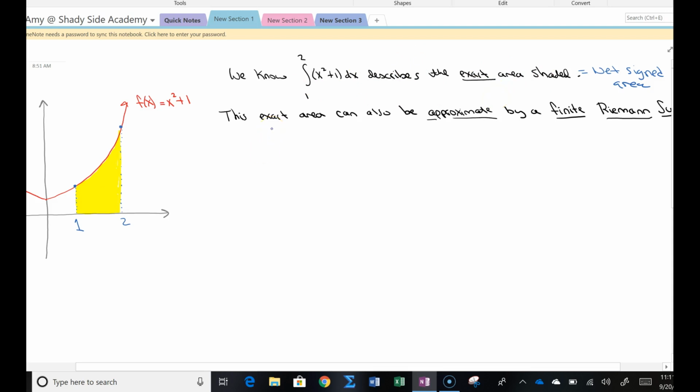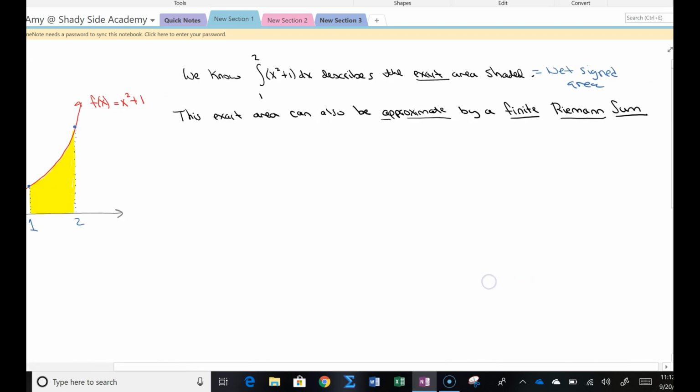And what I'm going to talk about now is the lead up to the inevitable question, which is what happens if you have an area like this shape here, where we can't just use simple geometry to find that area? And this is a pretty big deal. We're going to start with this idea. This exact net signed area, which describes the exact area, we cannot find exactly yet. So this screencast is about approximating a definite integral using what's called a Riemann sum.